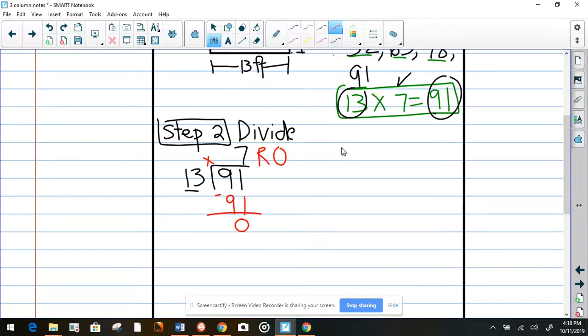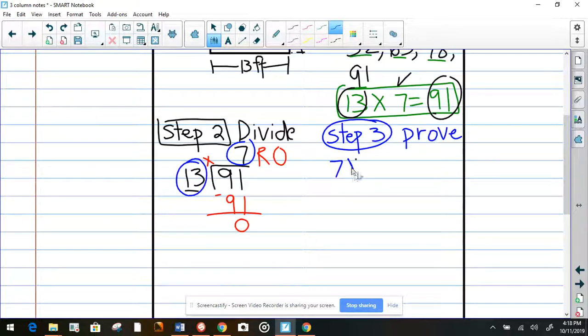Okay? So far, so good. Let's check to see if this is true. We're going to do step number 3, which means check or prove that it is correct by multiplying. Okay, so now let's write this down. To prove, we're going to multiply the quotient times the divisor. 7 times 13. And see, we already have the answer here. It's 91. And this, my friends, is checking division with multiplication.